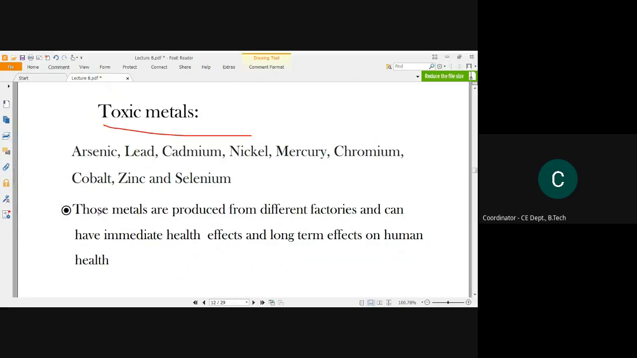Those metals are produced from different factories and can have immediate death effects and long-term effects on human health. Surrounding those industries and factories, most of the people living there are villagers or farmers. They often get poisoned by these toxic metals, and they are not treated well at their nearest health center. This is a very unfortunate event that happens regularly in our country.